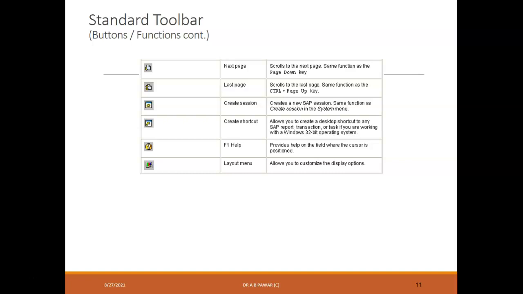Even if you want to get help for any field, you can make use of this question mark, or you can press F1 from the keyboard. Then you can even customize your display option, just like we customize on our mobile phone. We can customize here for this SAP Logon software by using this Layout menu option.